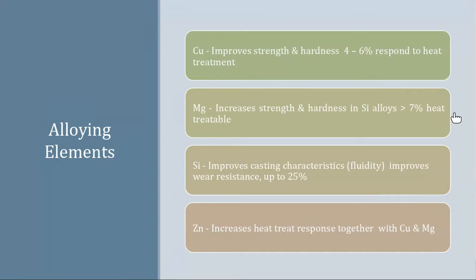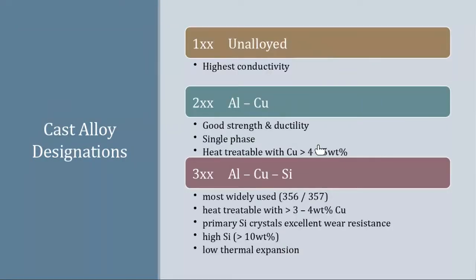So let's talk about the cast alloy designations. If you're looking at a 100 series aluminum casting, it's unalloyed, and hence it would have the highest conductivity, whether thermal or electrical. Of course, the more impurities you add into a pure metal, your conductivity drops. So that's why an unalloyed 100 series would have the highest conductivity out of all the rest of the cast designations you'll see. A 200 series is aluminum and copper.